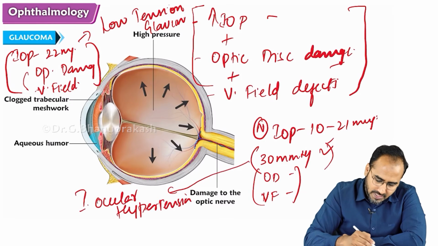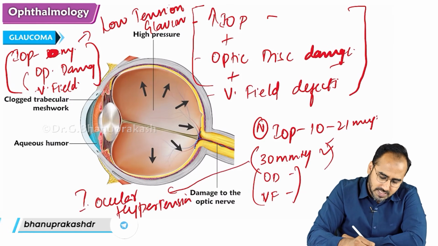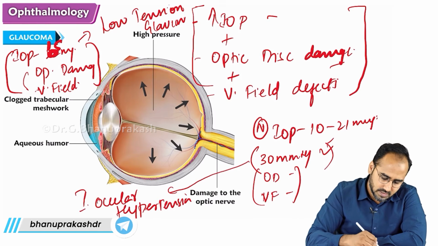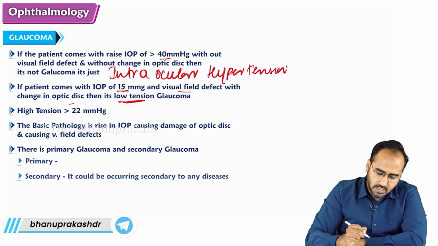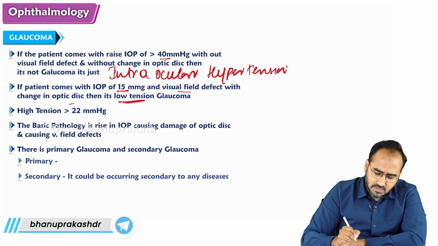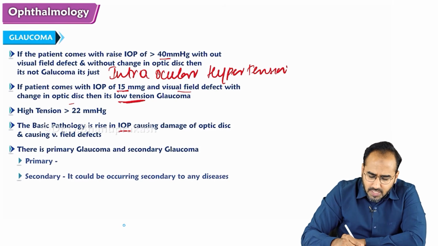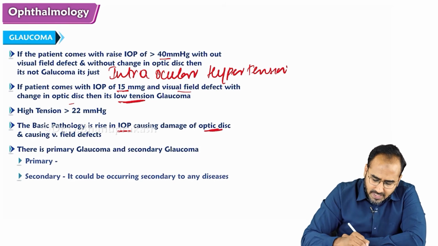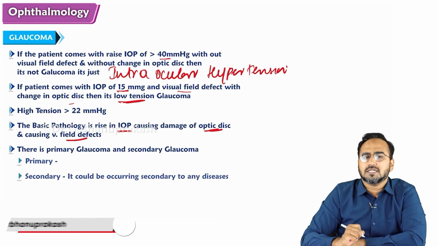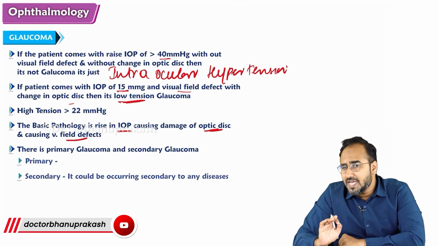Okay, here I have written 22, no. Imagine the patient is having intraocular pressure of 15. That is low tension, okay. Next, what is the basic pathology, guys? The basic pathology is a rise in the intraocular pressure that causes damage to the optic disc, causing visual field defects. Now, guys, glaucoma is divided into two types.